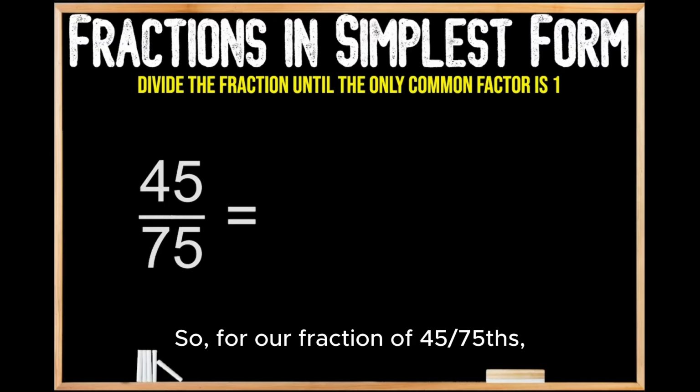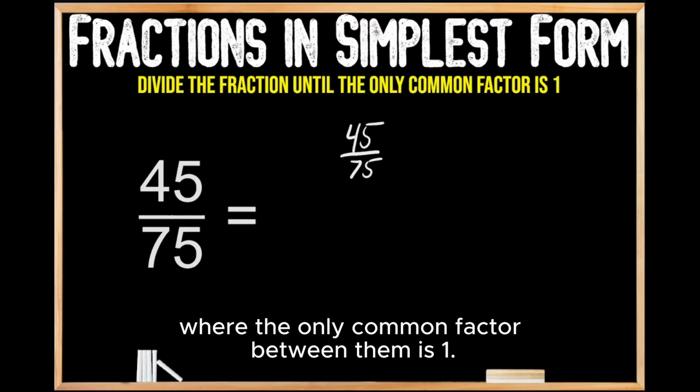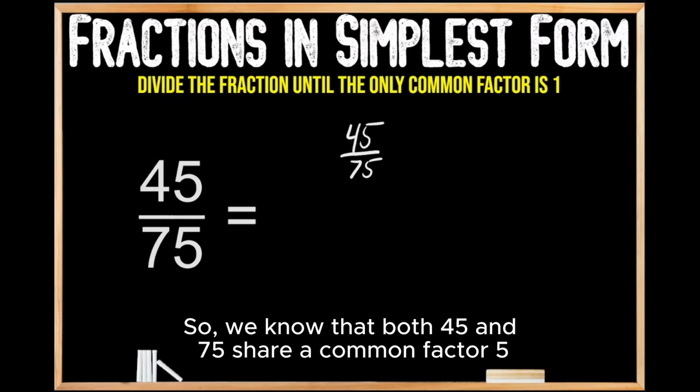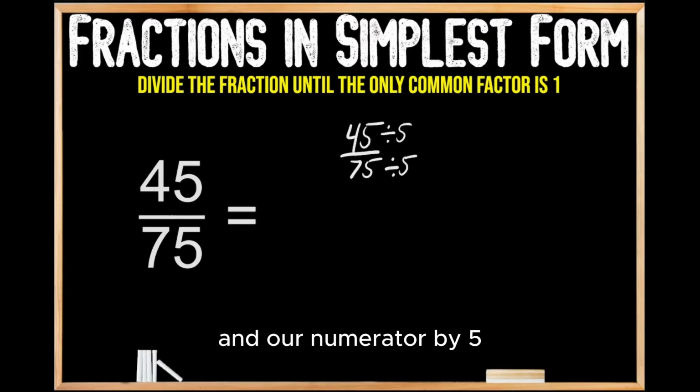So for a fraction of 45/75, we're going to divide that fraction until we get to the point where the only common factor between them is 1. So we know that both 45 and 75 share a common factor of 5, so we're going to divide both our denominator and our numerator by 5 to simplify this fraction. Well, for our denominator, when we divide 75 by 5, we're left with 15, and then for our numerator, when we divide 45 by 5, we're left with 9 for the fraction of 9/15.